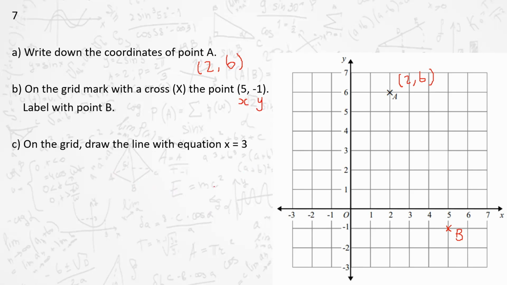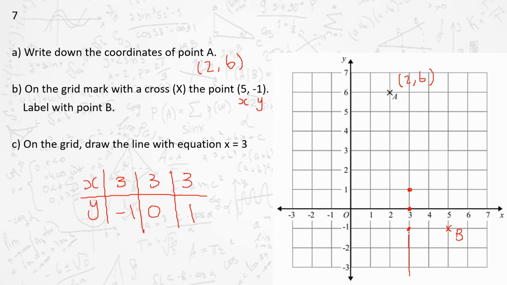On the grid, draw the line with the equation x equals 3. So x equals 3, that means my x will always be 3. It does not matter what my y value is. X is 3, y is minus 1; x is 3, y is 0; x is 3, y is 1. So that would be my line for x equals 3.